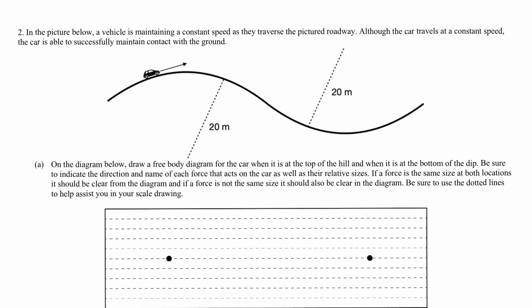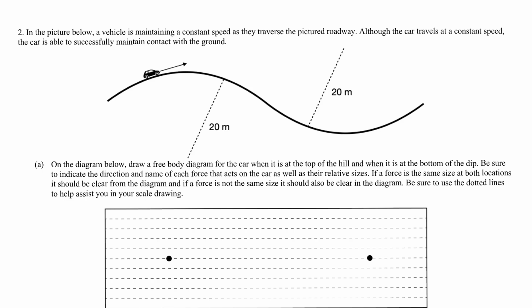So we'll start here. It says in the picture below, a vehicle is maintaining a constant speed as it traverses the pictured roadway. Although the car travels at a constant speed, the car is able to successfully maintain contact with the ground. So this is telling us in the setup of the problem that there will be a normal force acting on the car throughout the car's journey through the road.